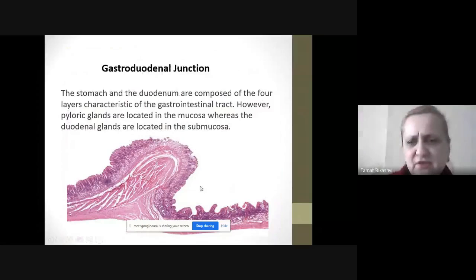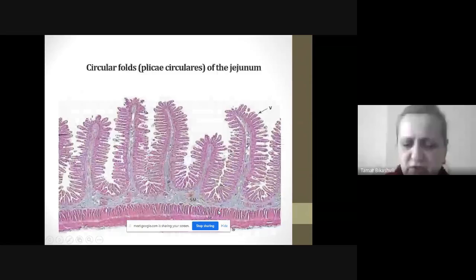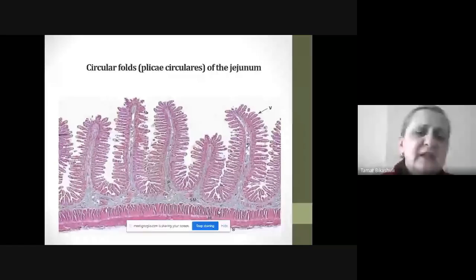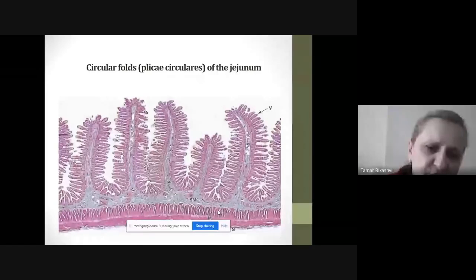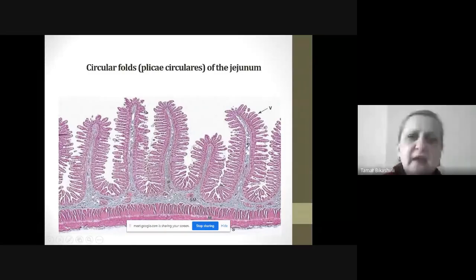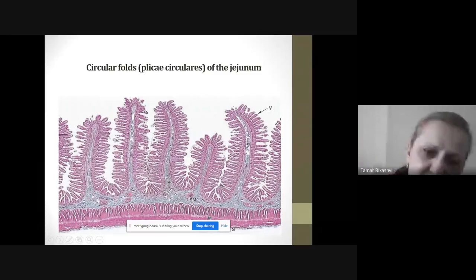Then, this is the transitional zone. So this part, the stomach, then starts the duodenum. But now I want to show another part of the small intestine, the jejunum. Yes, the jejunum, and I said the circular folds are especially well developed in jejunum. Yes, the circular folds: mucosa with submucosa forming the circular folds, plica circularis, and you can also see the numerous villi. Yes, epithelial lining with lamina propria.